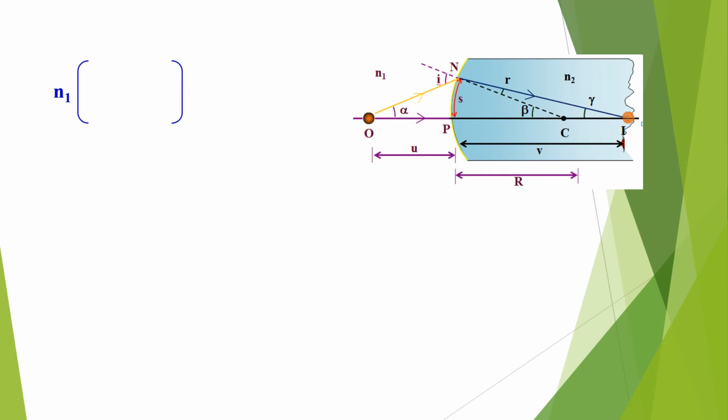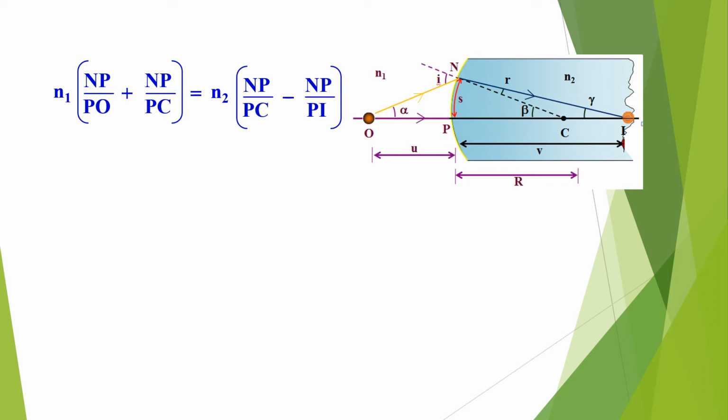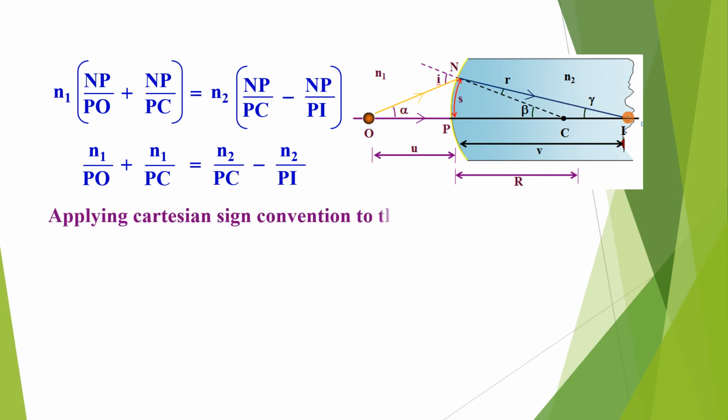N1, where I value we got Np divided by Po plus Np divided by Pc is equal to N2 into Np divided by Pc minus Np divided by Pi. So N1 divided by Po plus N1 divided by Pc is equal to N2 divided by Pc minus N2 divided by Pi. Here we cancelled the Np both sides.